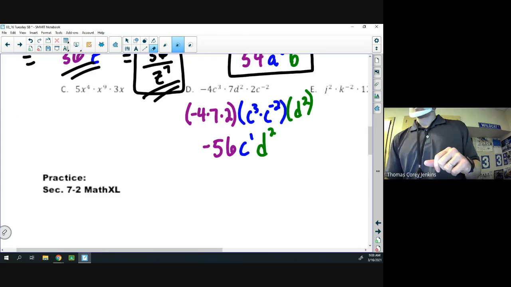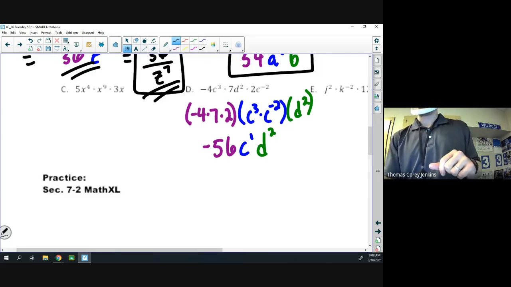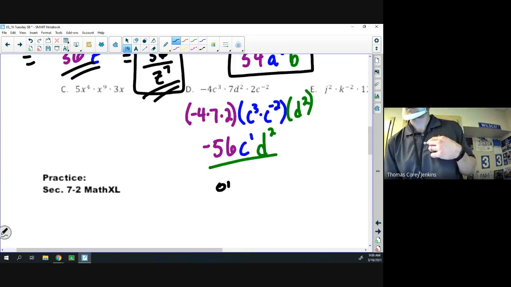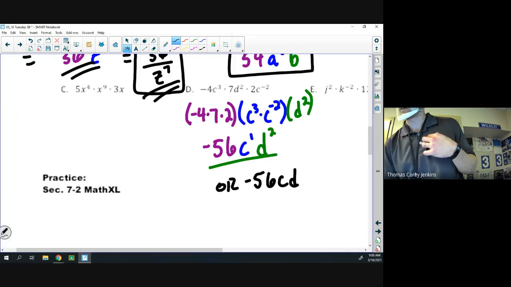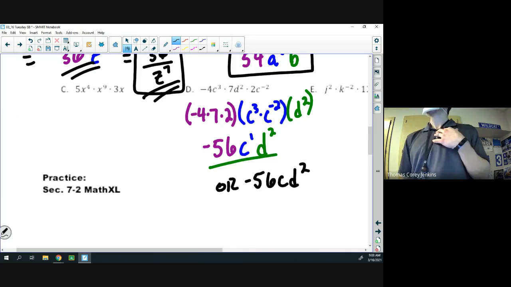All right, so I believe MathXL would accept this. If not, they may just have you remove the 1. So the normal way you'd see that is negative 56CD squared.